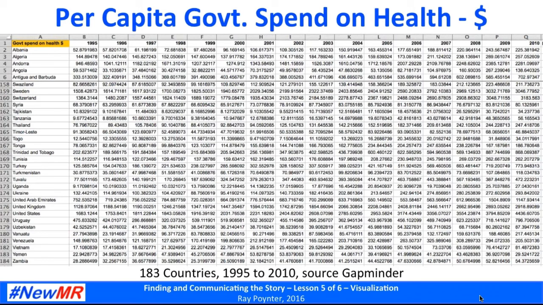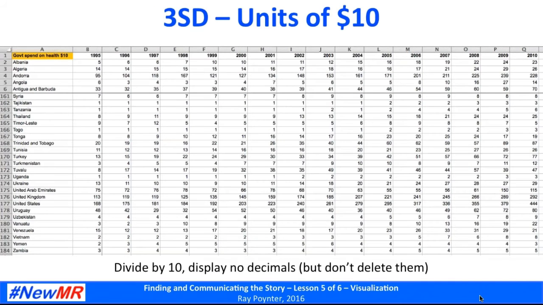So this is 183 countries from 1995 to 2010, and it's how many dollars the government spends on health per person in the country. And it's just a sea of numbers. It makes very little sense to us. So the first thing we can do is look at that in 3 significant digits. So we divide everything by 10, so we're showing it in units of $10.